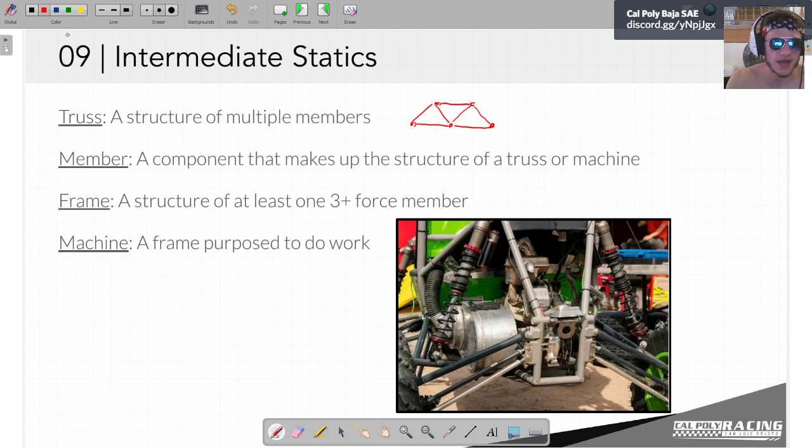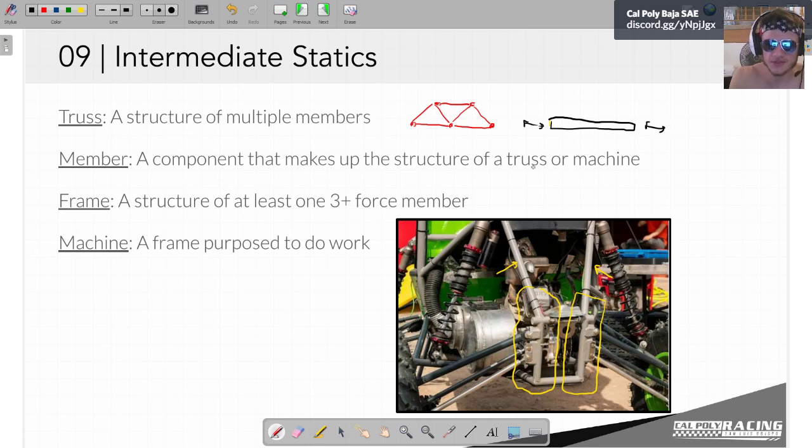Right, if you look on the back here, we've got multiple members. They're all joined together. And a lot of these members only experience force in 2 directions, right? These members here only see force from either side. And a two force member would be some sort of beam or tube or some member that only experiences tension or compression, right?